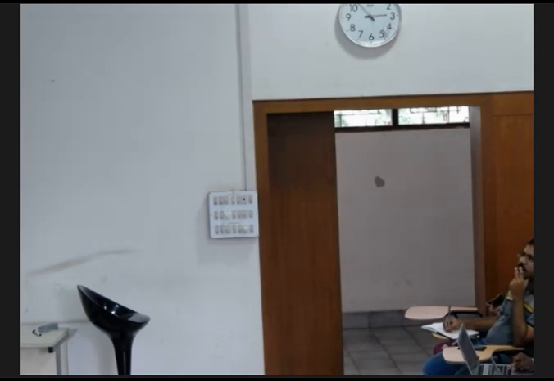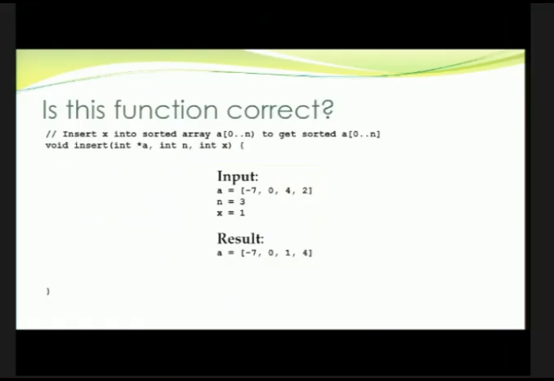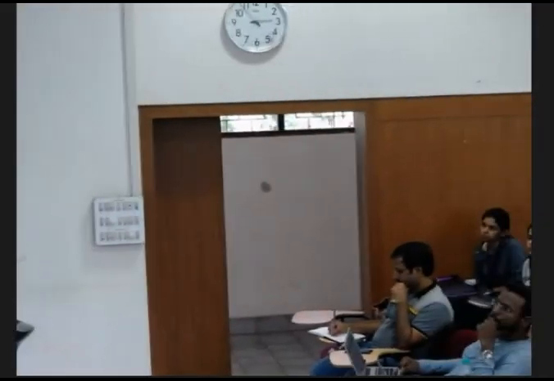Up to but not including position 3. Okay, so it's sorted from 0 to n, but round bracketed n. Okay, so it's sorted from here to here. Clearly, it's not sorted after that.